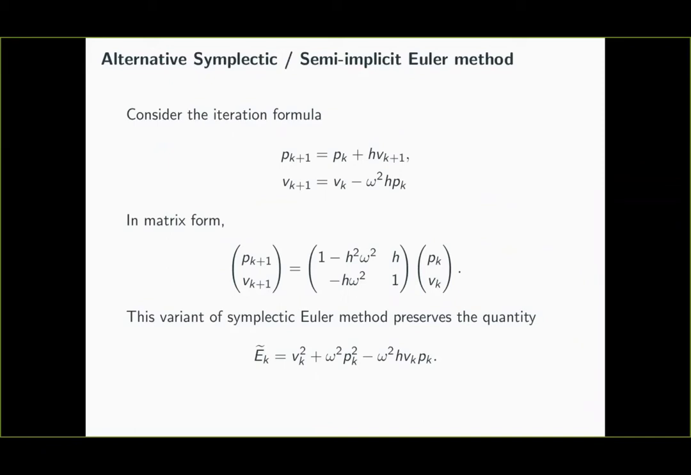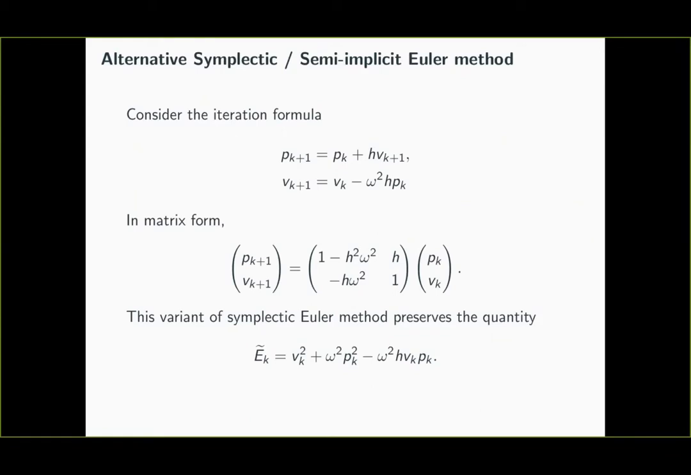In our version of the symplectic Euler method, we first updated the position variable, p_{k+1}, and then we used that value to update the velocity variable. However, we can also do the other way around. And that leads to another method that is also known as symplectic Euler method, or semi-implicit Euler method.